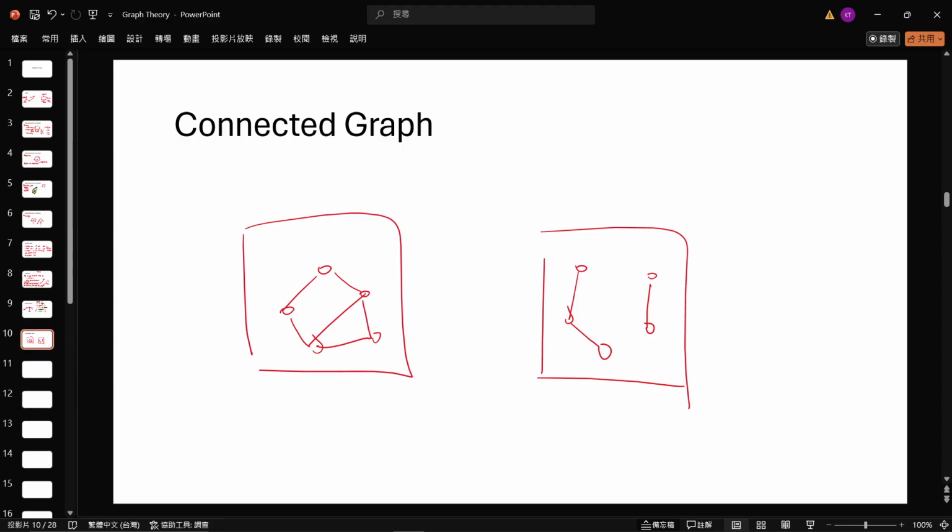So yeah, I think what you propose is that if you can find a vertex such that this vertex can be connected to every other vertex in the graph, then the graph is connected. Am I right? Yeah. Make sense?